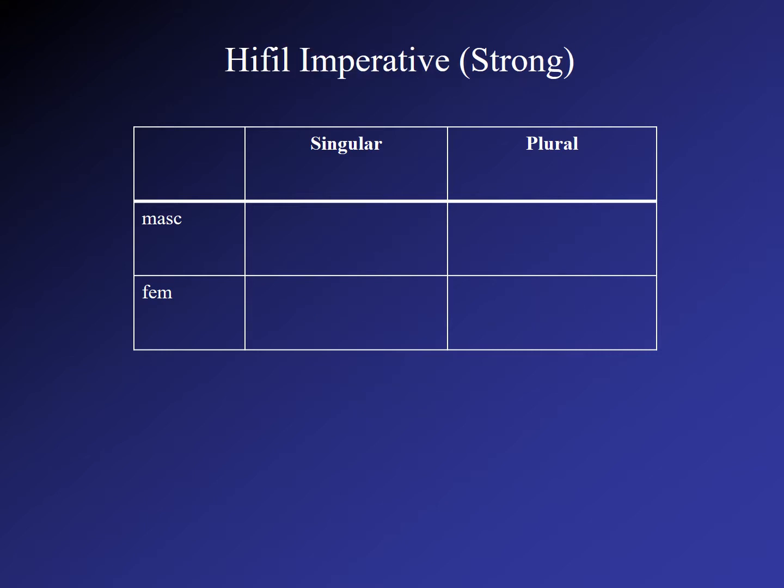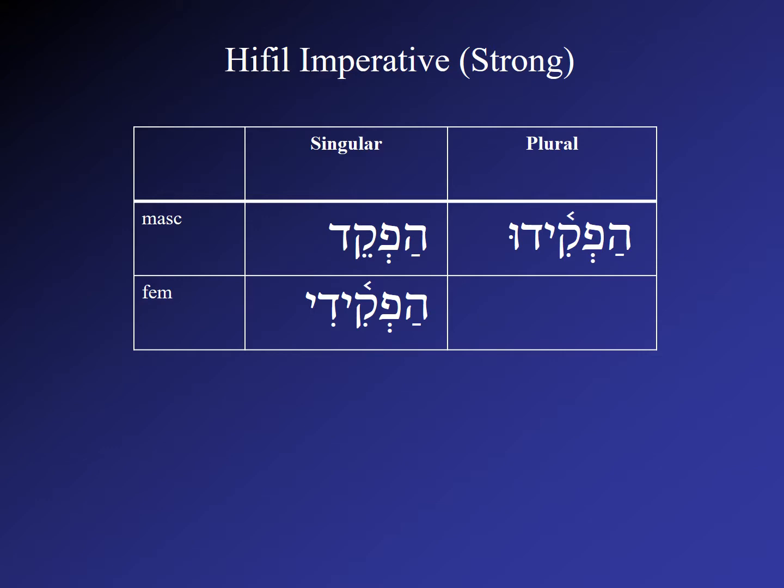The next thing to learn is the Hifil imperative of first yod roots. But before we do that, let's review the Hifil imperative of our strong root, paqad. So in the masculine singular, haphqed. Remember, we have a patach here under our he. In the feminine singular, haphqidi. Masculine plural, haphqidu. And in the feminine plural, haphqedna. Remember, the marker of the imperative is that patach under the he.